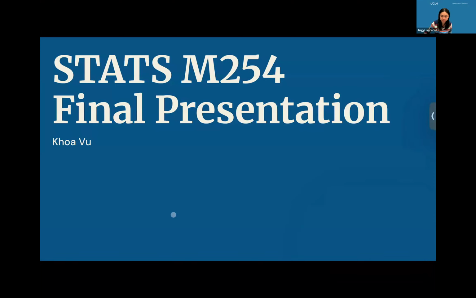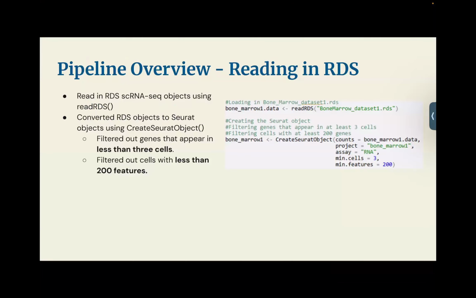Okay, great. So again, my name is Qual Vu, and this is my final presentation. Starting off, a quick pipeline overview, reading in the RDS. I read the RDS single cell RNA sequencing object using readRDS. I converted it to a Seurat object using CreateSeuratObject, filtering out genes that appear in fewer than 3 cells and cells with fewer than 200 features. My presentation will have code on the right to help people follow along.